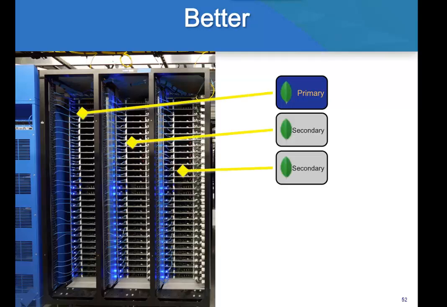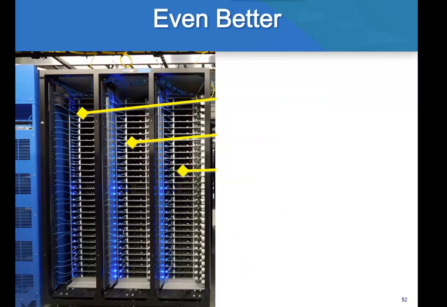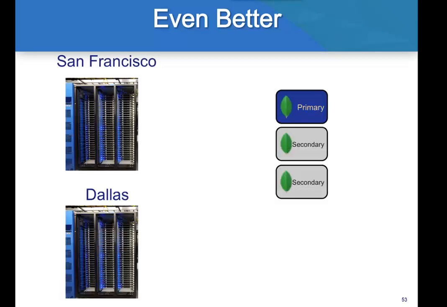So here's something that we can do that's a little bit better. We have these three nodes, and they're in different racks in the same data center. So this way, if one rack fails, the other two are left, and you still have your application up and running. On the other hand, what happens if this data center loses internet access or it burns down? So can we do better? Absolutely. We can start with having two different data centers. Again, we've got three nodes in a replica set, and let's just say we put two of them in San Francisco and one in Dallas.